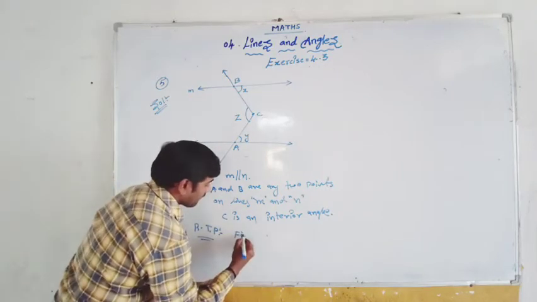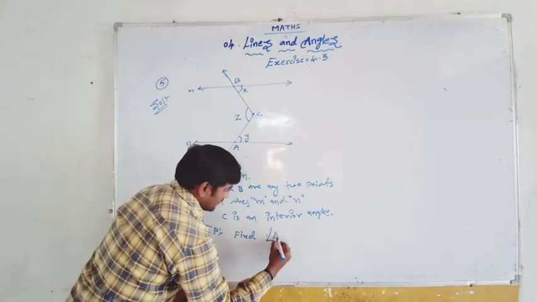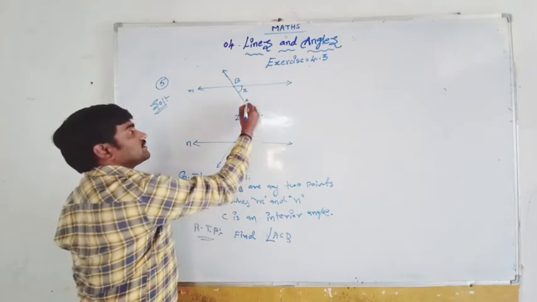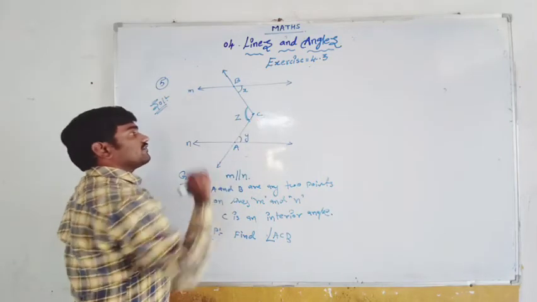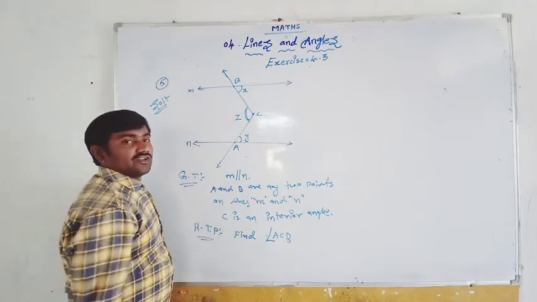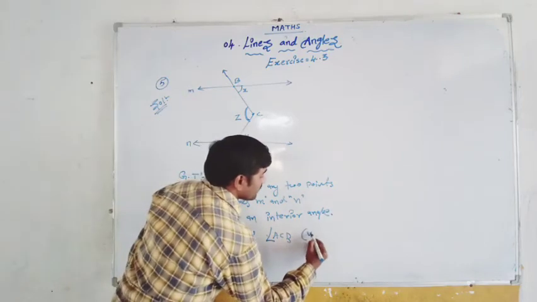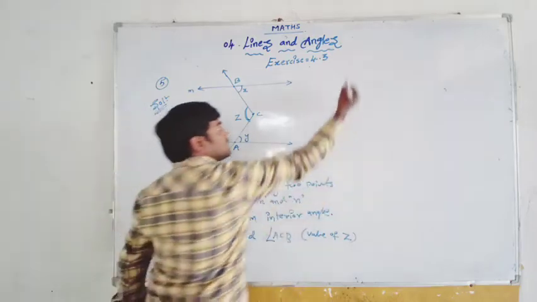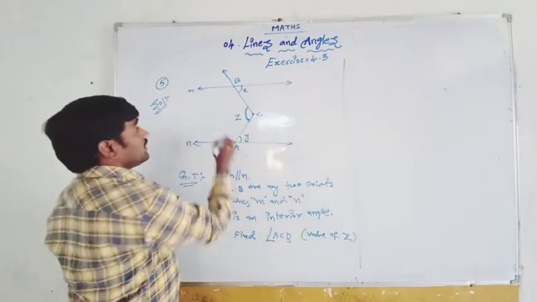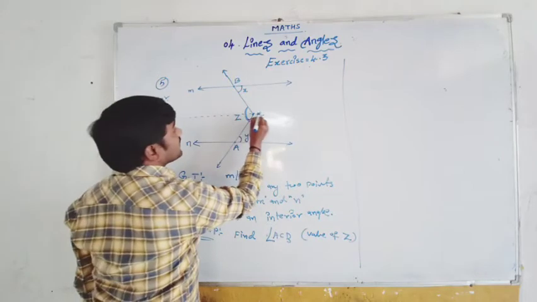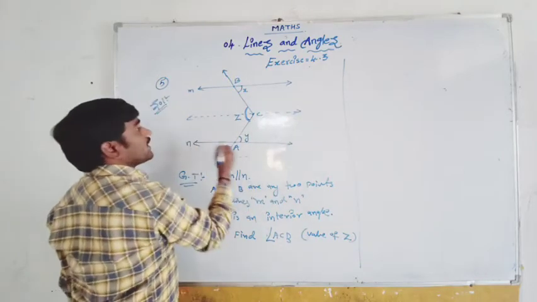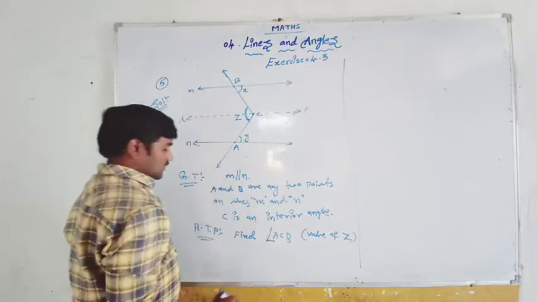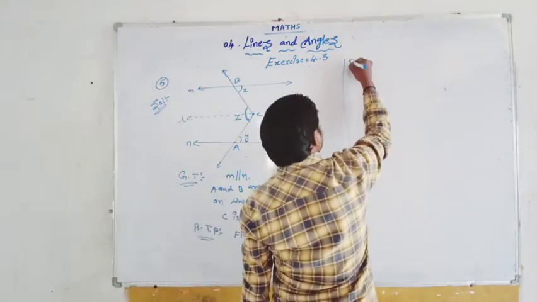Find angle ACB. This angle we need to find, nothing but the Z value. Angle ACB is nothing but the value of Z. So let us do it very simply. Now an extra construction is required here. Draw a line L. So here we go for the proof.